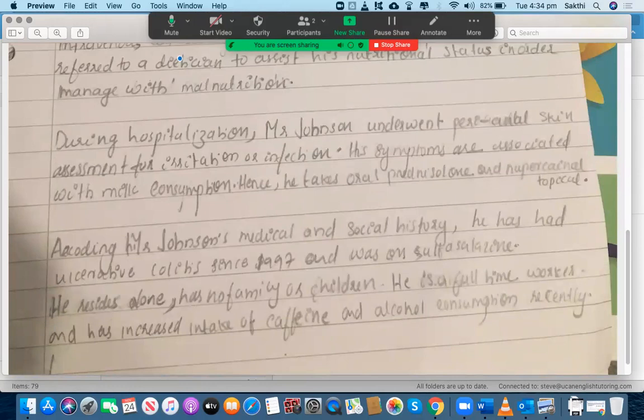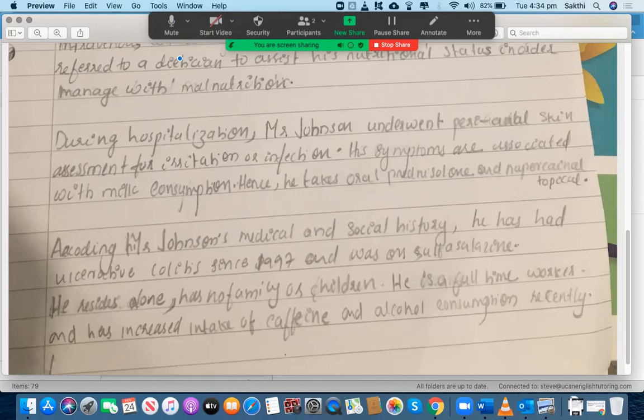During hospitalization, comma, that's good. Mr. Johnson underwent a perianal skin assessment for irritation or infection. Okay, that's good. And what about the next one, sir?